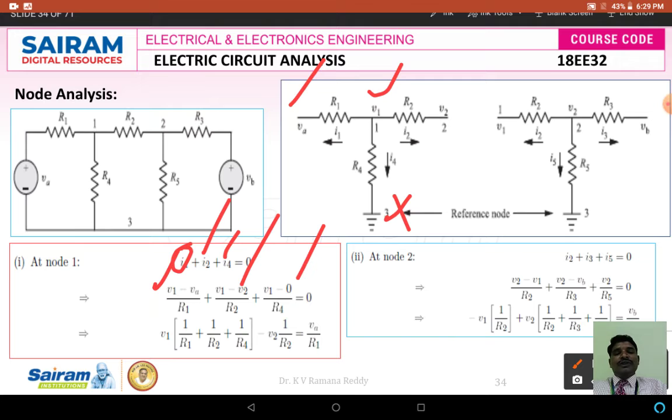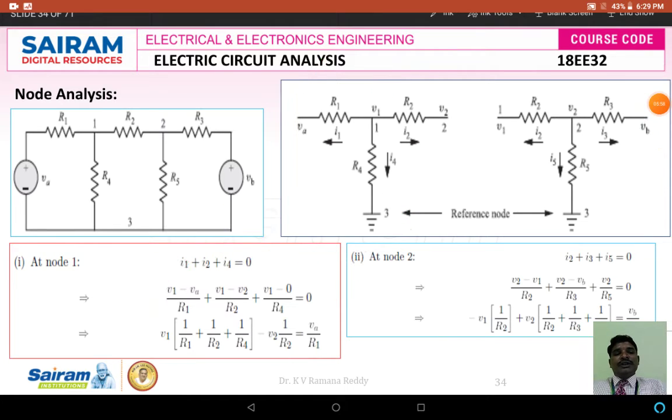Therefore (V1 - 0)/R4 = 0. Now I am going to simplify this equation. I can write that equation as V1(1/R1 + 1/R2 + 1/R4) - V2/R2 = VA/R1. Take this as equation number 1 for reference.